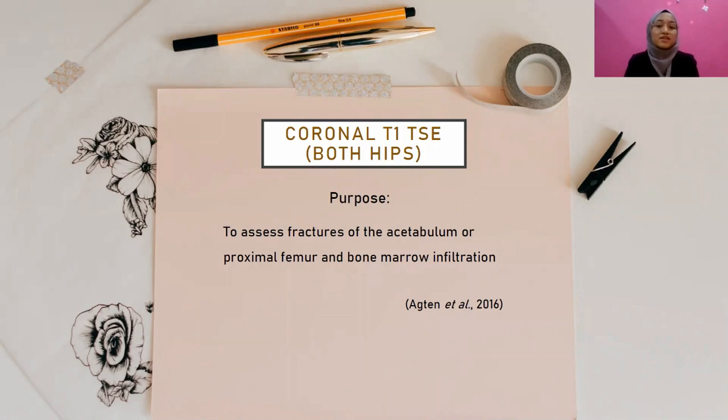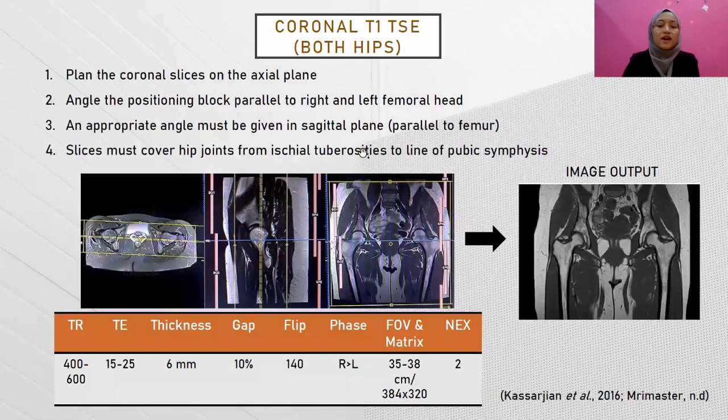Next is coronal T1 TSE, including both hips. It is to assess fractures of the acetabulum or proximal femur and bone marrow infiltration. First, plan the coronal slice on the axial plane, angle the positioning block parallel to the right and left femoral head. An appropriate angle must be given in the sagittal plane so that it is parallel to the femur, and the slice must cover hip joints from ischial tuberosities to the line of pubic symphysis.